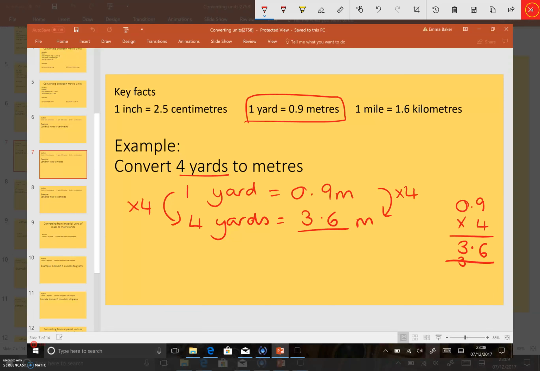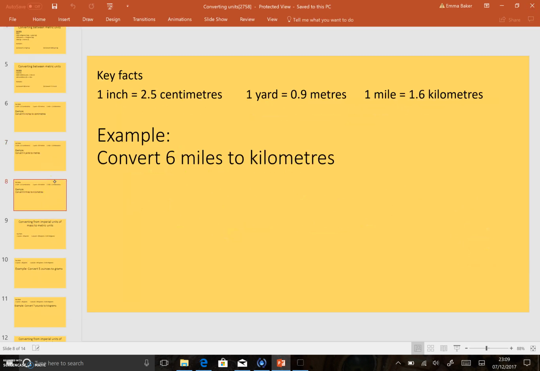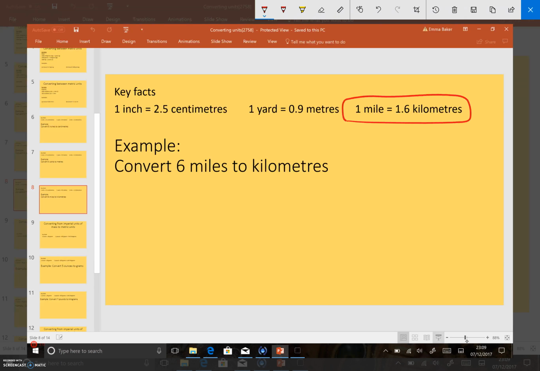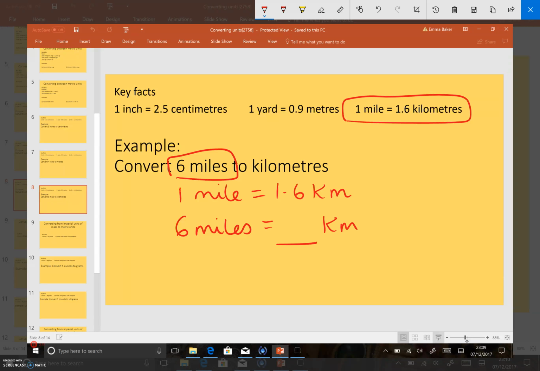And then my last example on looking at imperial units of length is 6 miles into kilometres. So if I'm converting miles to kilometres, this is the one here I want to use. So 1 mile is 1.6 kilometres. I want to focus on 6 miles because that's what my question's telling me. I want to know how many kilometres. I'm multiplying by 6 this time.